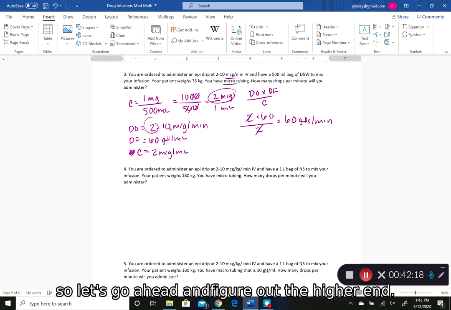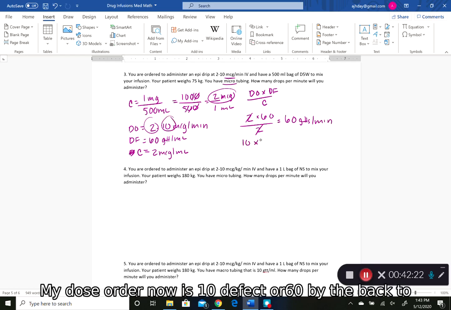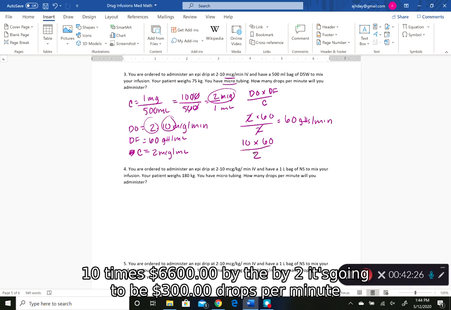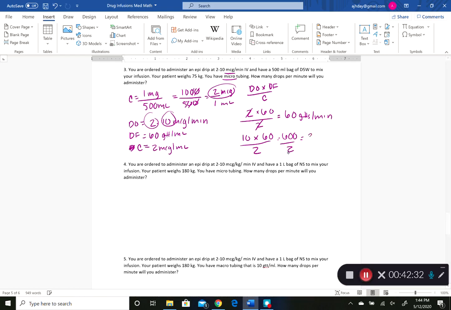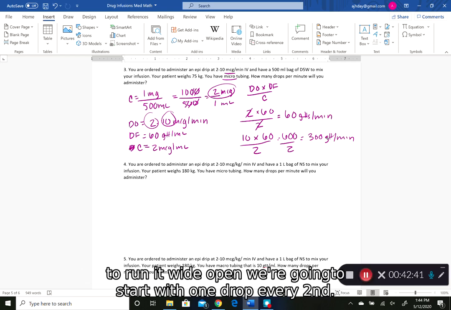So let's go ahead and figure out the higher end. My dose ordered now is 10. Drip factor 60, divided by 2. 10 times 60 is 600, divided by 2. It's going to be 300 drops per minute. Pretty much for that patient, if we're using that microtubing, we're just going to run it wide open.